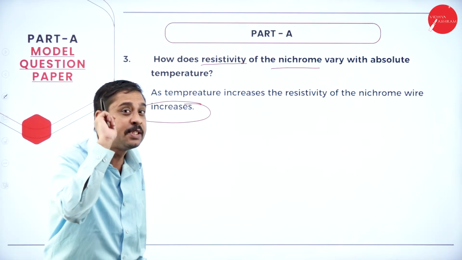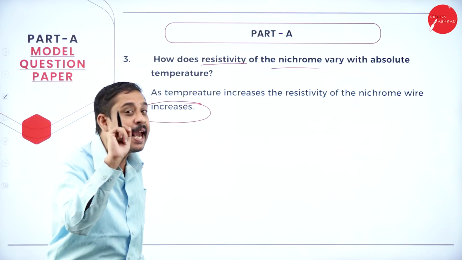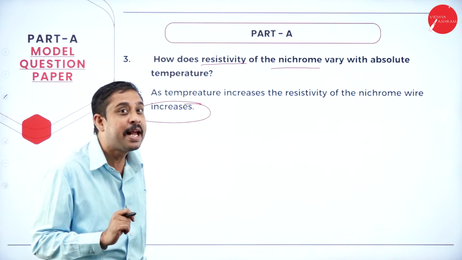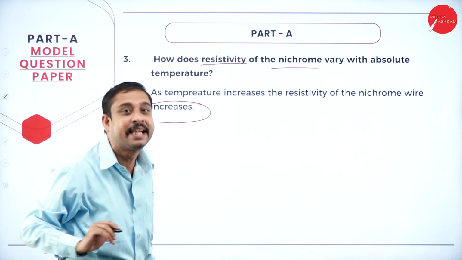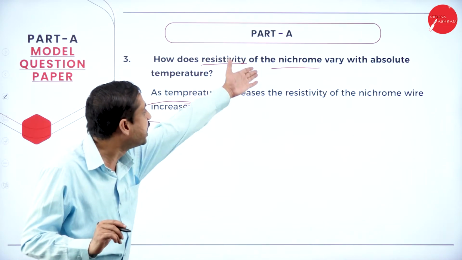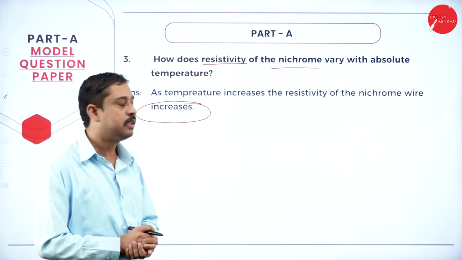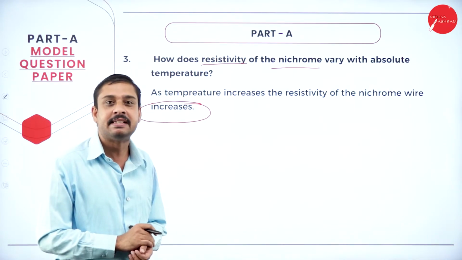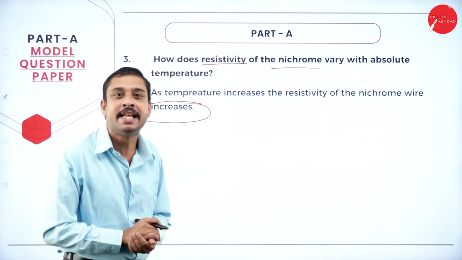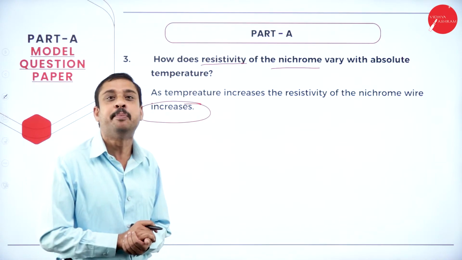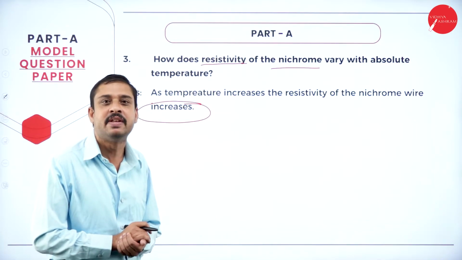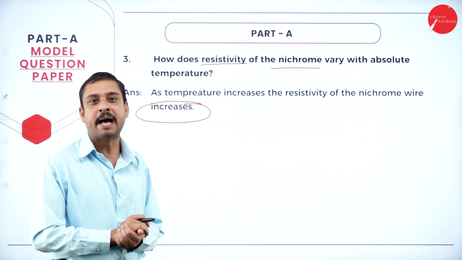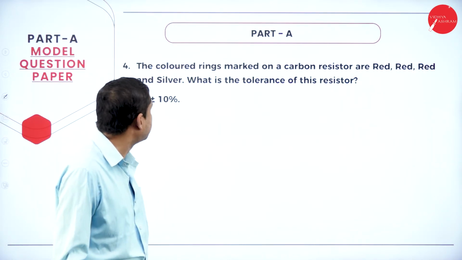And this is very clearly seen in case of conductors. Semiconductors, as temperature increases, resistivity will decrease, resistance will decrease. Nichrome is a conductor. Therefore, as temperature increases, resistivity proportionately increases, or putting in proper terms, resistivity varies linearly for nichrome with absolute temperature. Interesting question.